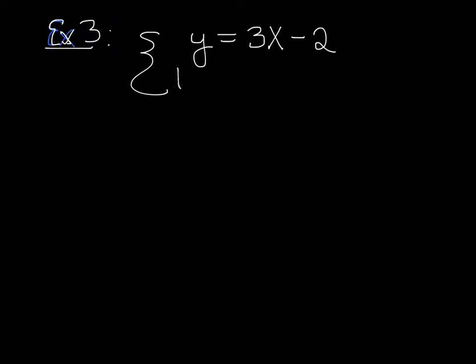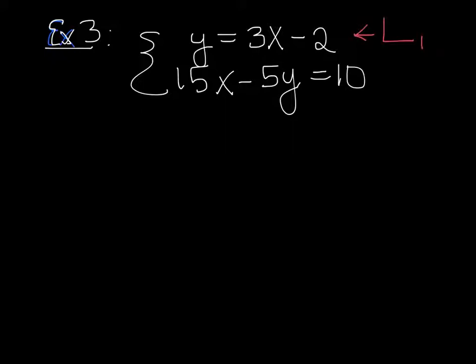Okay, example 3. Again, solve the system of linear equations by graphing. So what is our system? Our system is y equals 3x minus 2 and 15x minus 5y equals 10. So again, the first one's going to be my line 1, and the second one is going to be my line 2. So let's graph line 1, and notice line 1 is already in slope-intercept form.